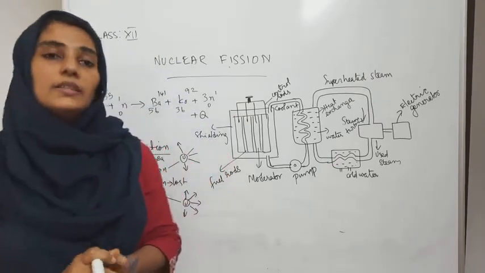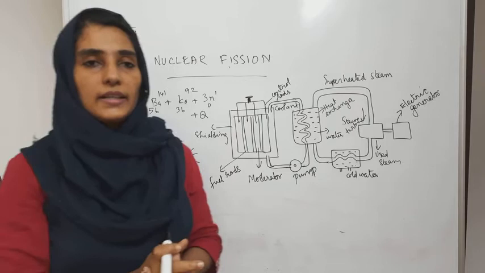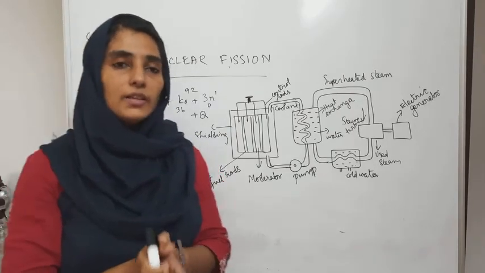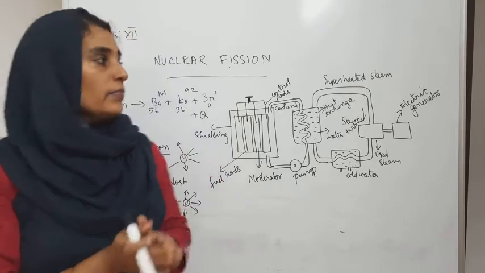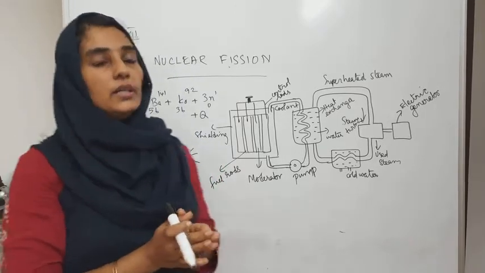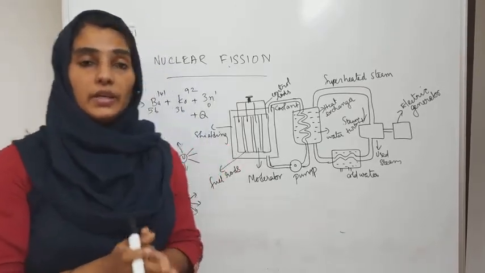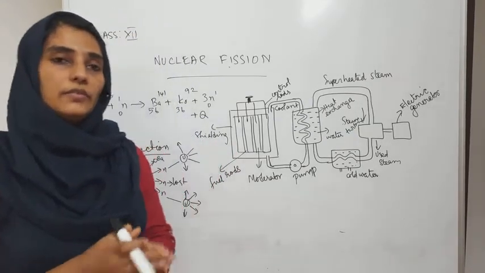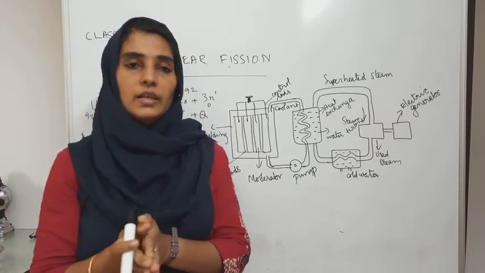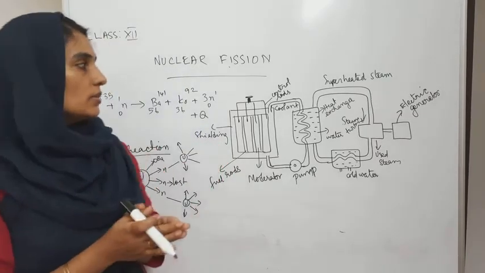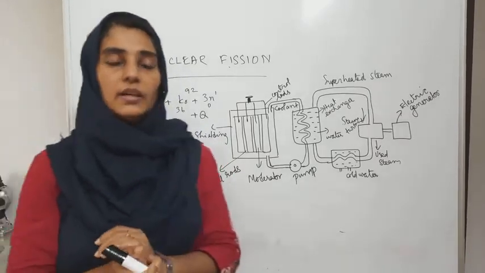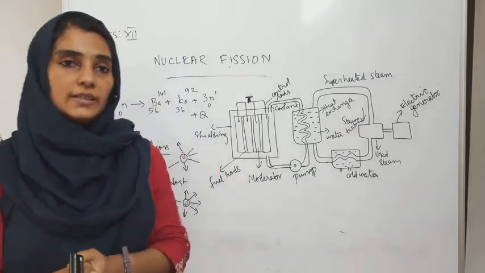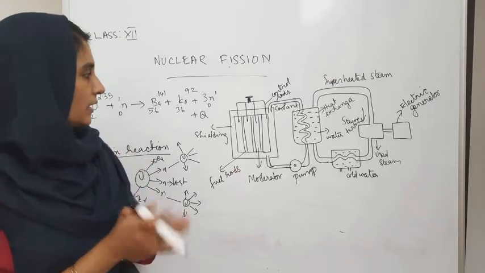Nuclear fission is generally that category of nuclear reaction where a heavy, unstable nucleus splits into two lighter nuclei. Nuclear fission reactions are of great importance in research and in the case of nuclear reactors. So let us first see in detail how a nuclear reaction takes place in a nuclear reactor.